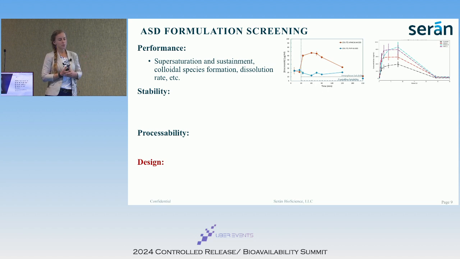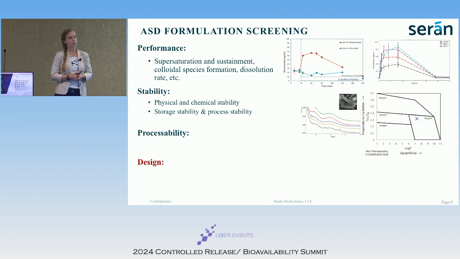So when it comes to an amorphous solid dispersion, performance is usually defined by supersaturation and sustainment, maybe the formation of colloidal species, dissolution rate. We produce a variety of different formulations. We do some in vitro testing. What we're really looking for is both seeing if we can achieve and sustain that amorphous solubility enhancement, and any apparent solubility that we see above that may be related to colloidal species, where, depending on the molecular properties, we can understand if that helps or doesn't help with our exposure. That can translate to in vivo results where we get increased exposure.